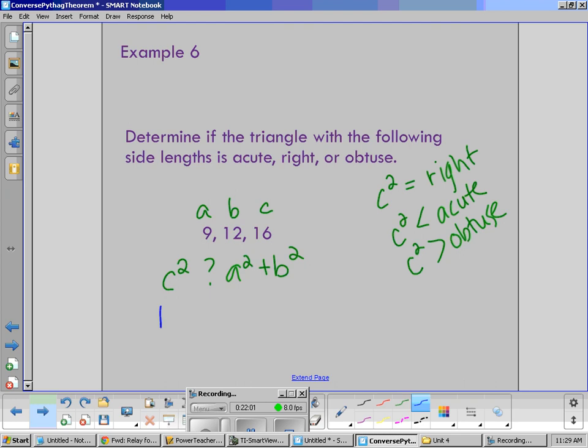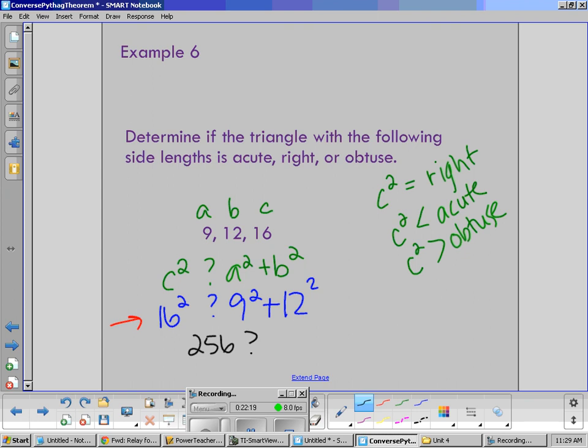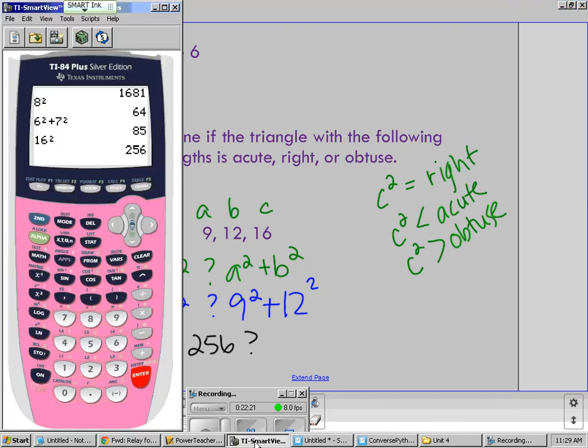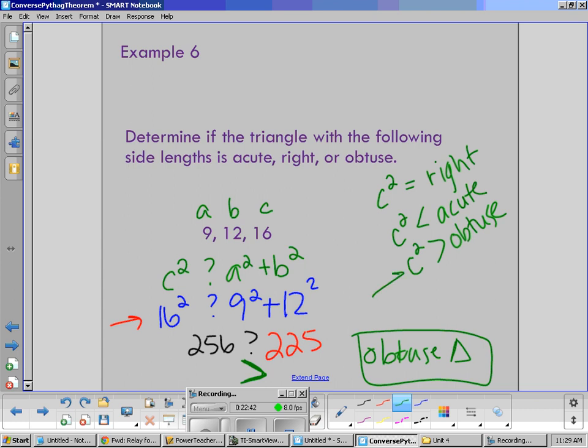C is 16. A is 9. And B is 12. This step is just as important as plugging it into the calculator. 16 squared is 256. 9 squared is 81. And 12 squared is 144. So we're going to see what 81 plus 144 is, and it's 225. 256 is bigger than 225, so we are dealing with an obtuse, if I can spell, triangle, because C squared is bigger than.